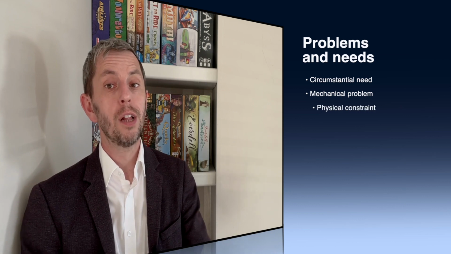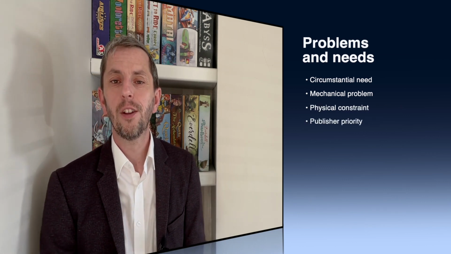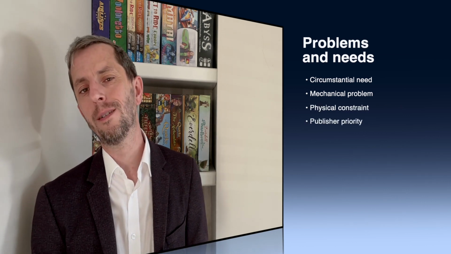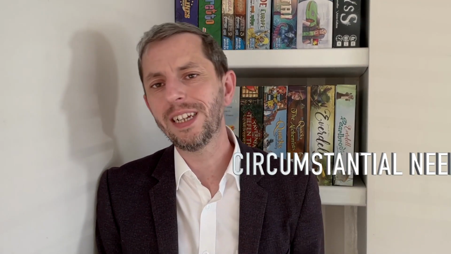So the first category is circumstantial need. The second is a mechanical problem. The third is a physical constraint. And the fourth is a publisher's priority. I guess the closest to a true problem is the circumstantial need. So this means identifying a situation where a player or players might wish to play a certain type of game and ensuring that you have a suitable product to offer them.